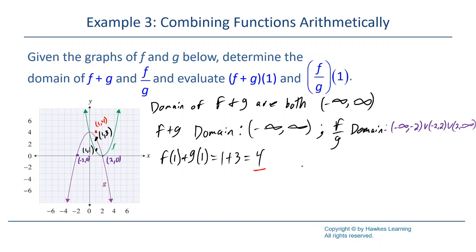Now when we do f divided by g, I have f of 1 divided by g of 1, which is going to be 1 over 3. And I'm not going to try and plot 1 over 3 because this graph has already gotten really cramped as is. So that's how you identify the domain of a combination of functions, and it's also how you do the combination of these functions.